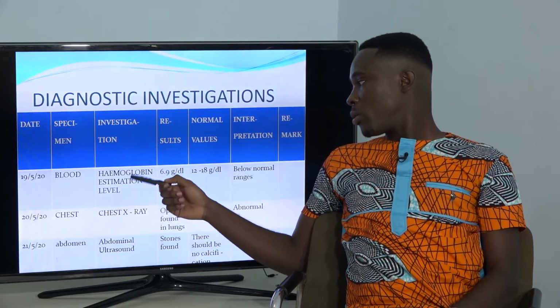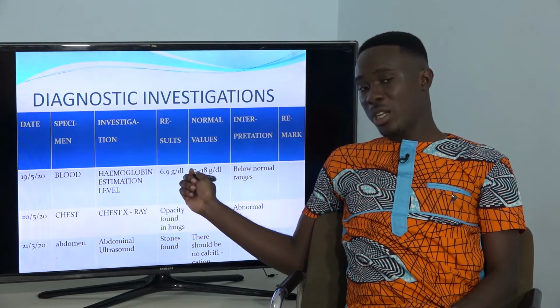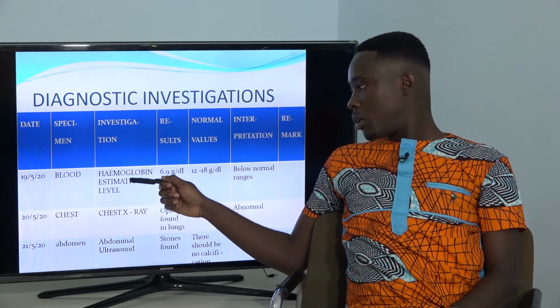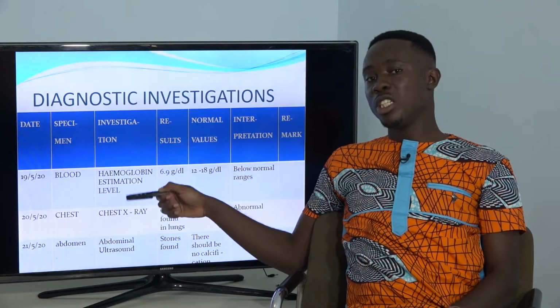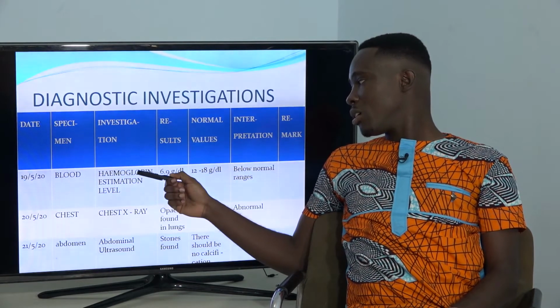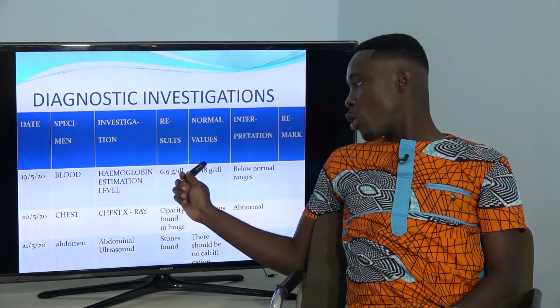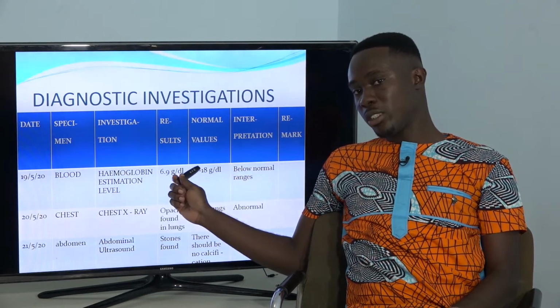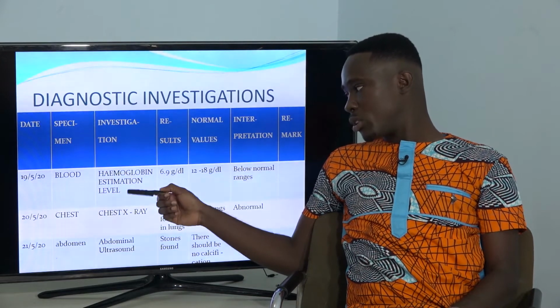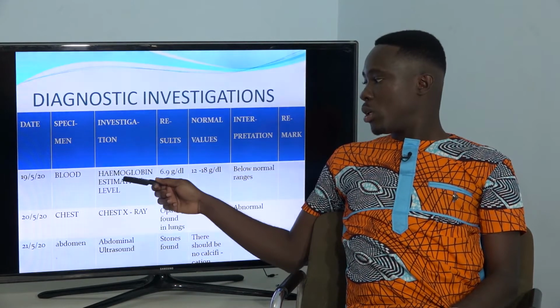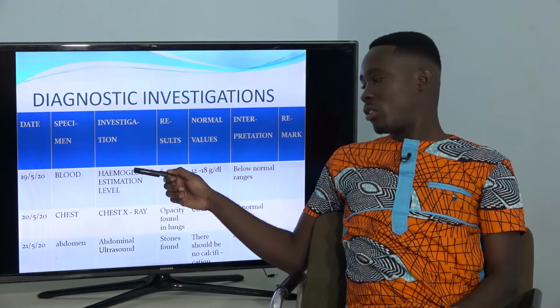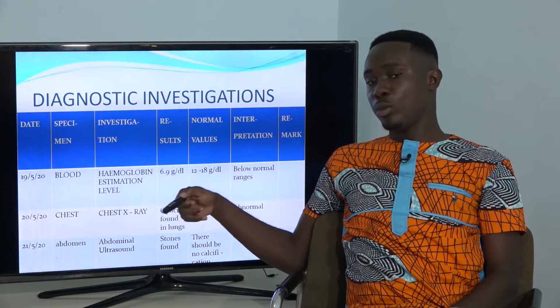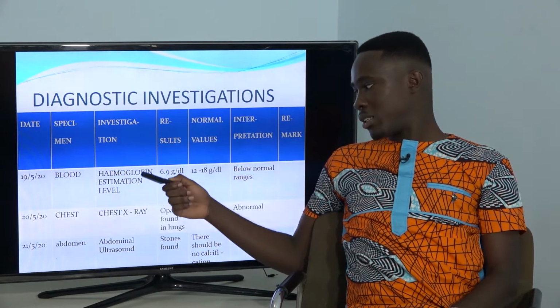So after doing this and giving the hematinics and the blood, hemoglobin estimation level has to be rechecked until you get the normal value, the results being in the normal ranges, before we can proceed to do the surgery. So in the case of a surgery, hemoglobin estimation level will be rechecked and done.